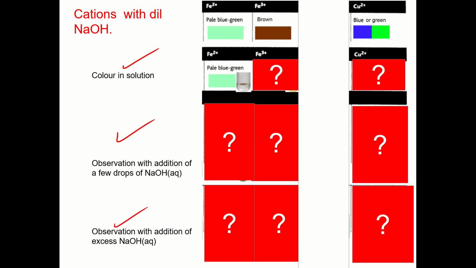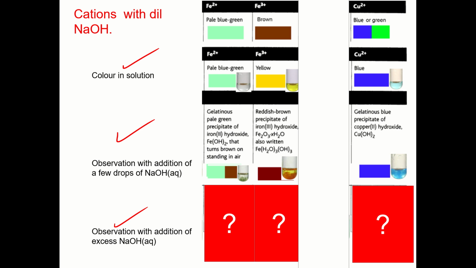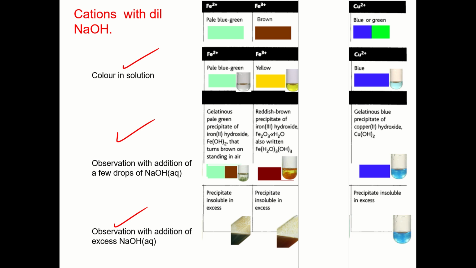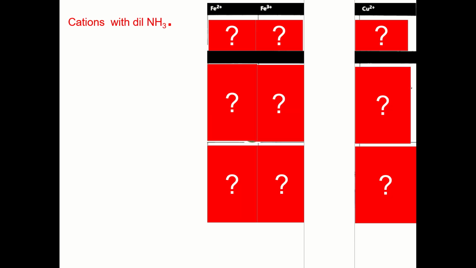So iron 2 is of course a pale green in solution. Iron 3 is a yellowy colour and copper is a blue colour. With a few drops of sodium hydroxide, we get that greeny gelatinous, which means jelly-like, precipitate. We get a brown precipitate with iron 3, and we get a jelly-like or gelatinous precipitate with copper 2. With excess sodium hydroxide, all these precipitates remain, and they're exactly the same precipitates. They have just been shaken up a little bit, which is why they look slightly different down at the bottom here, but they are the same precipitates that they are whenever we add a few drops of sodium hydroxide.